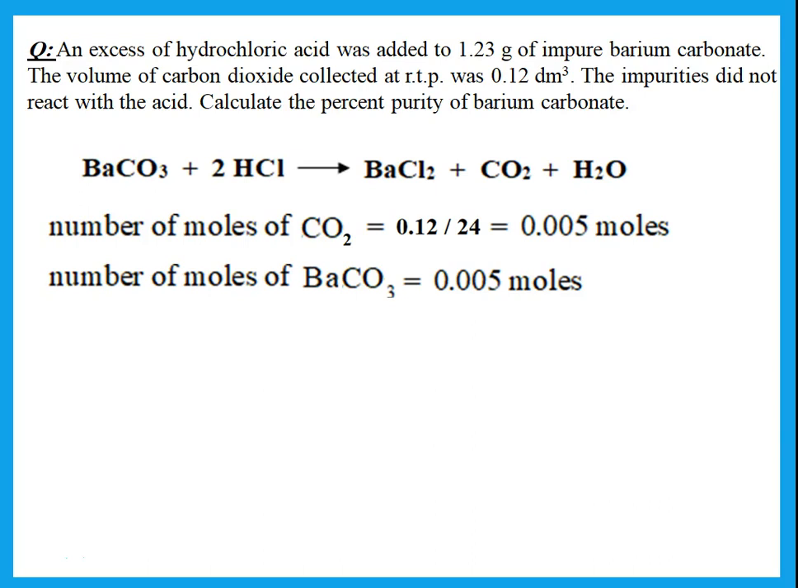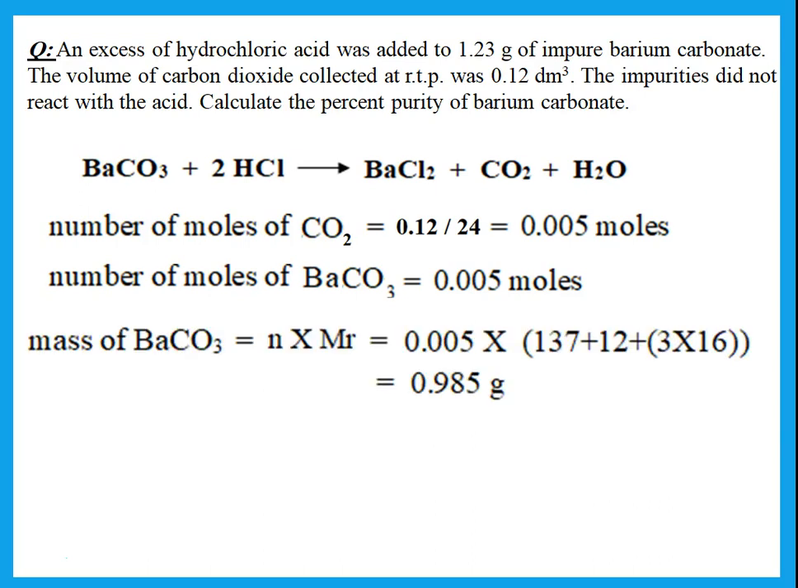The equation says 1 barium carbonate gives 1 carbon dioxide. So if I have a certain number of moles of the carbon dioxide, they will actually be the same as the number of moles of barium carbonate. Now, what do I want? In order to get percent purity, I need to get the actual mass of the barium carbonate in the impure substance. So the mass is what? How do we get mass? Mass is number of moles times MR.